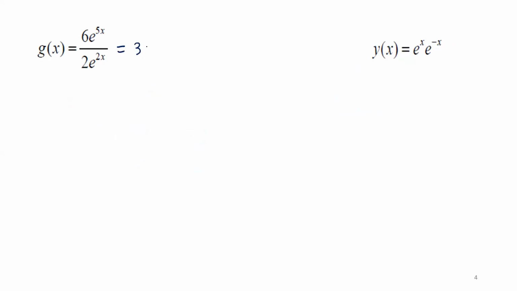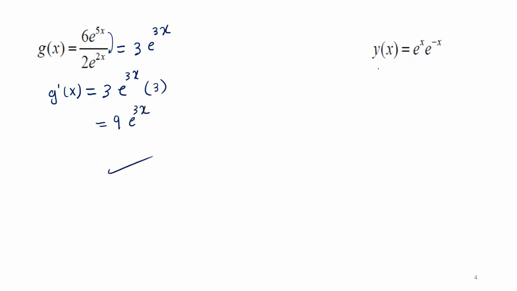Next one, rewrite the function. 6 divided by 2 is 3, e to the power 5x. In division, you subtract the powers, so 5x minus 2x is 3x. Now you can find g prime of x by writing 3, the same function, e power 3x, times the derivative of the power, which is 3. Final answer is 9e to the 3x.